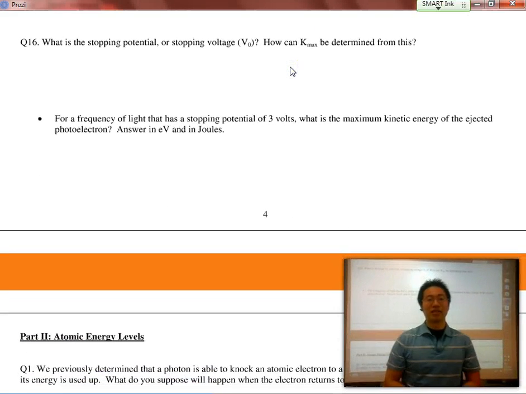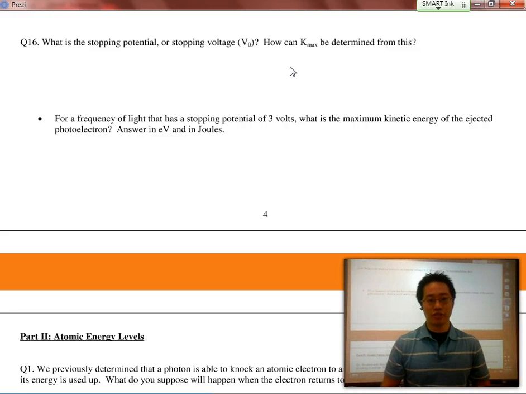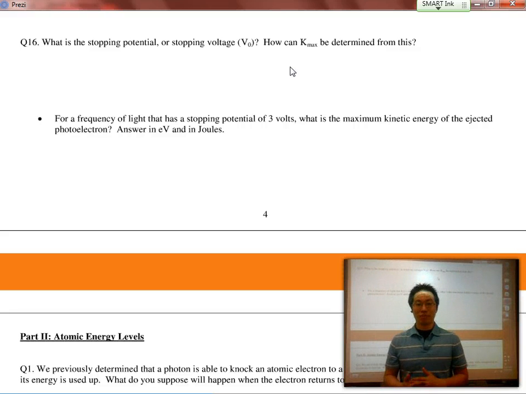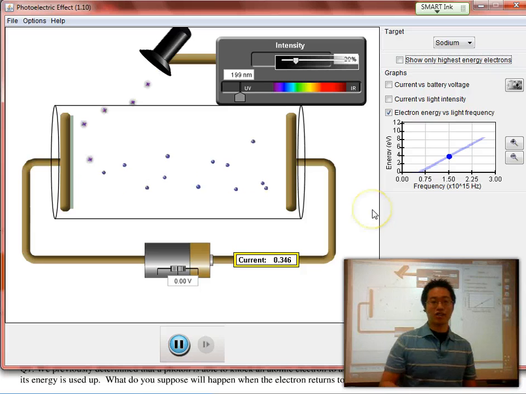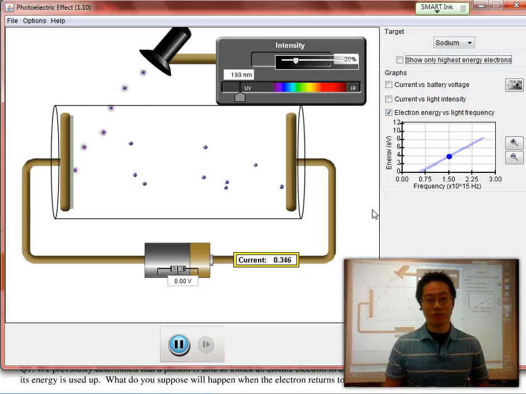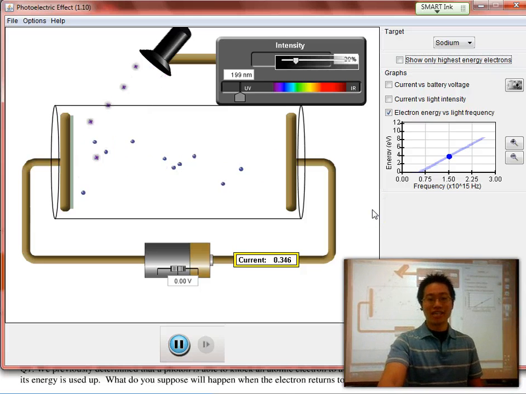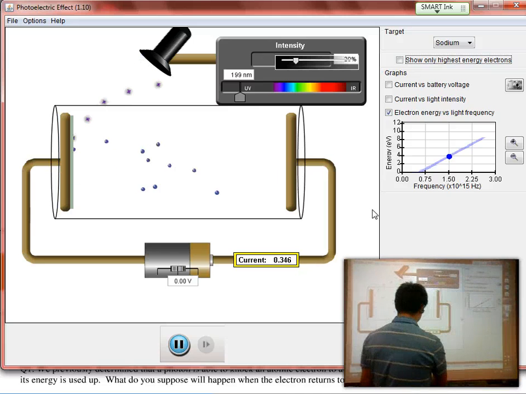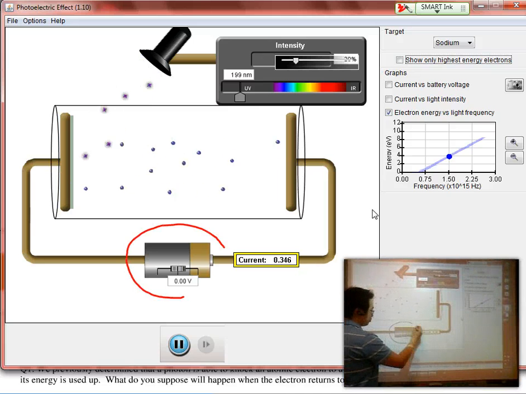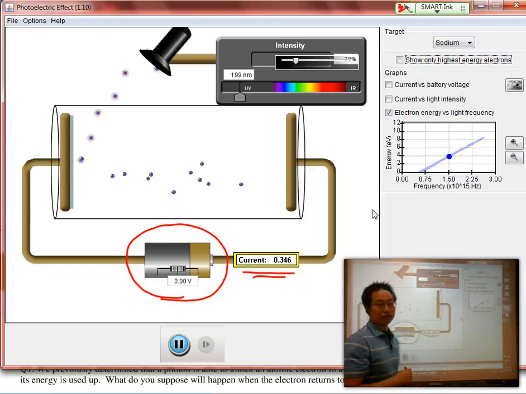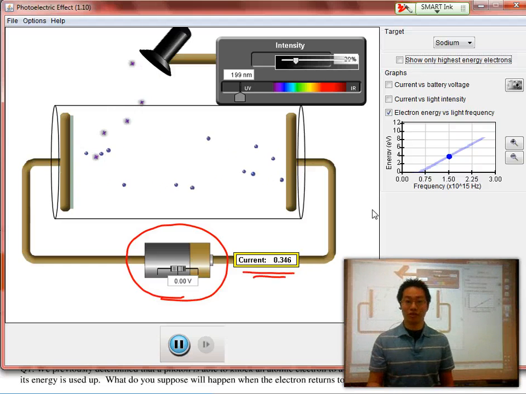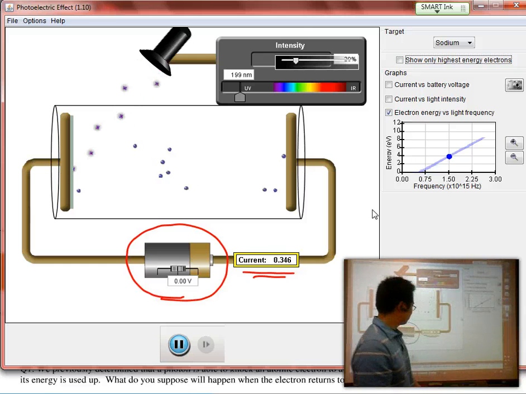Okay. Now the next part is a little bit interesting, about the stopping potential or stopping voltage. And it's easier to demonstrate with a simulation than to simply explain. We can see that the circuit is connected to a battery source over here, and we have an ammeter over here that measures how much current is going through with all those electrons coming in.